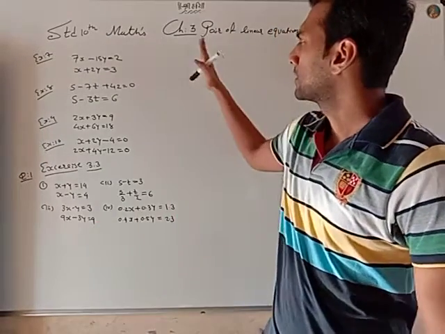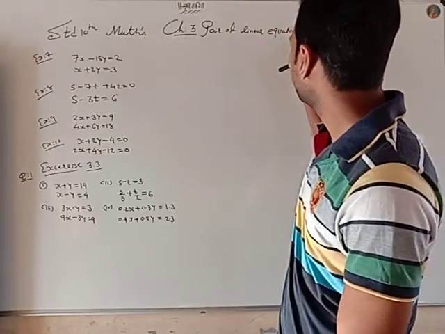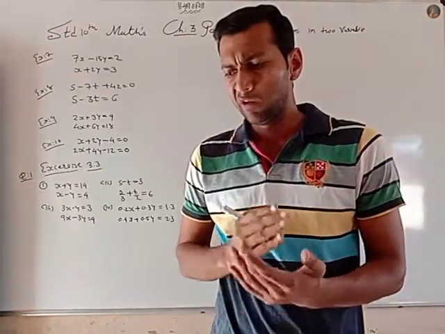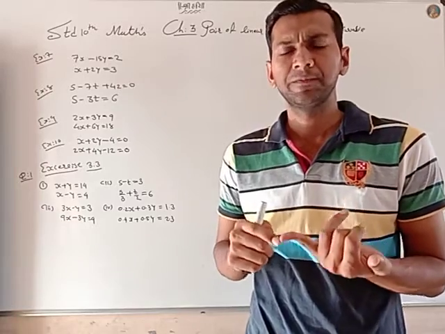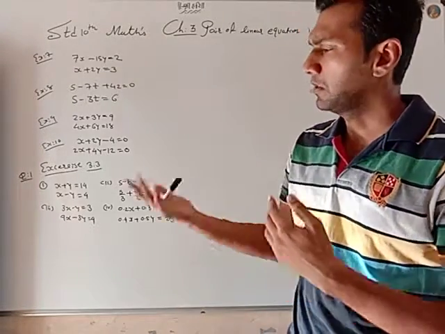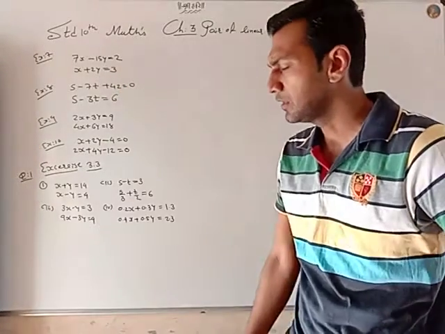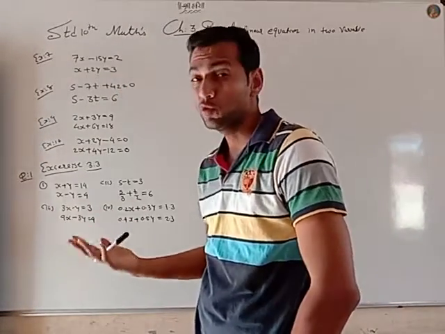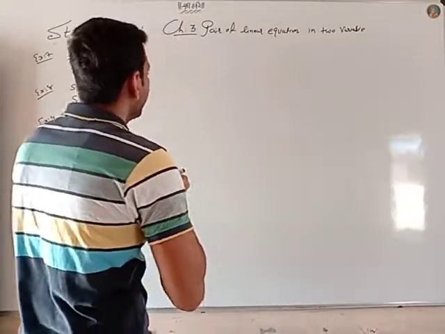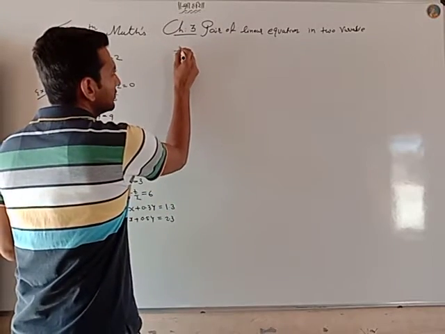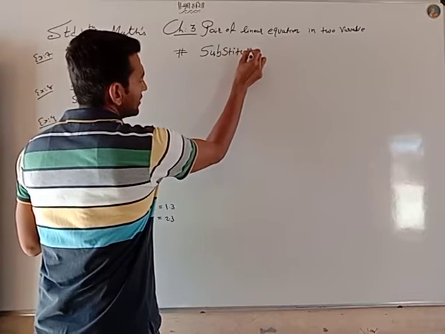Up to class 6 on chapter number 3, pair of linear equations in two variables, we have done graphical methods. Today we will learn a new method for solving a pair of linear equations in two variables. So the first method is the graphical method and the second method is the substitution method.